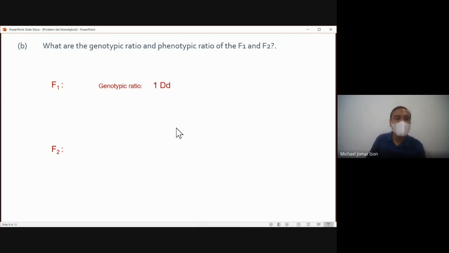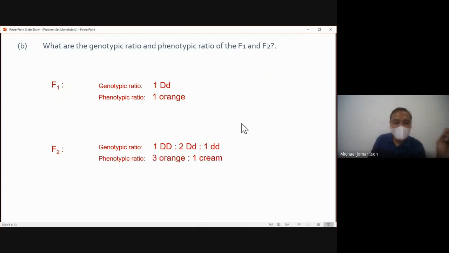The genotypic ratio for the F1 is 1 big D small d. The phenotypic ratio is 1 orange. The F2 generation genotypic ratio is 1 is to 2 is to 1: 1 big D, 2 big D small d, and 1 small d. And the phenotypic ratio is 3 orange and 1 cream. And that answers letter B.